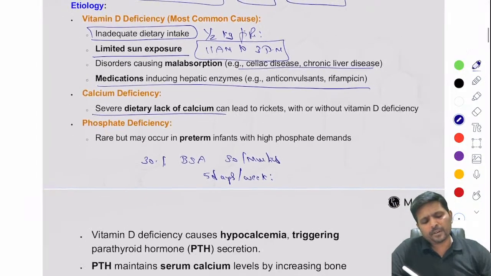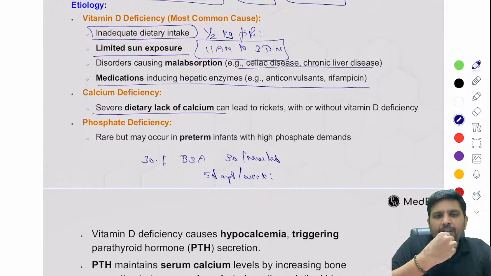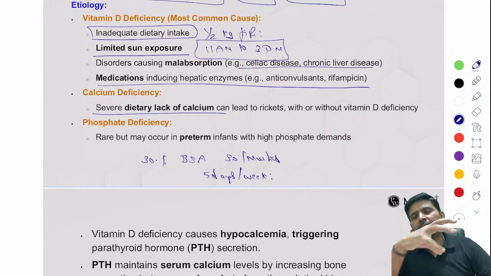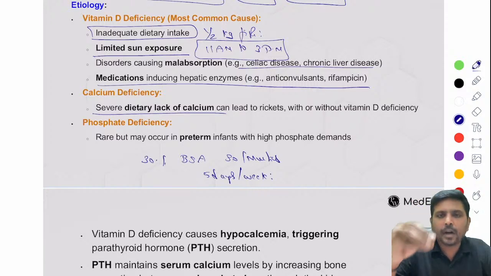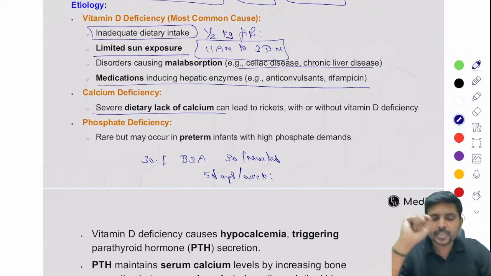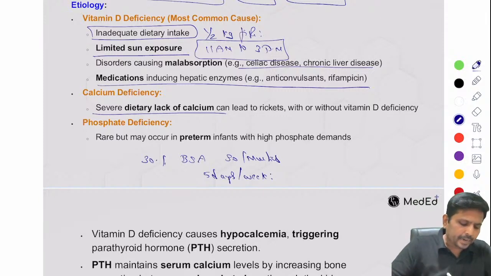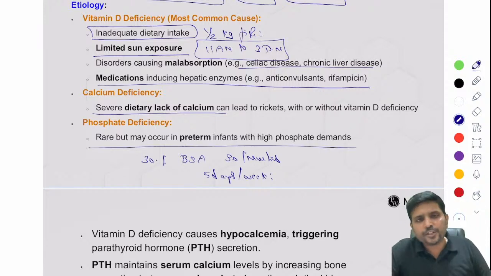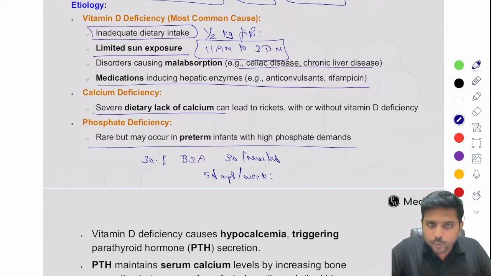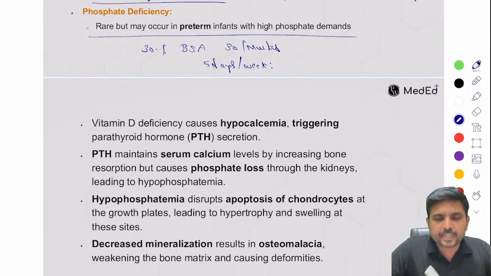So majority of rickets are mainly due to poor exposure to sunlight. Dietary lack of calcium occurs particularly in people who do not take any milk at all. Along with vitamin D, you need to take a proper amount of calcium, at least 50 milligram per kilogram per day for about 3 months while you are giving vitamin D supplementation. It can also be due to phosphorus deficiency, usually occurring in preterm infants, and this is usually a physiological one.